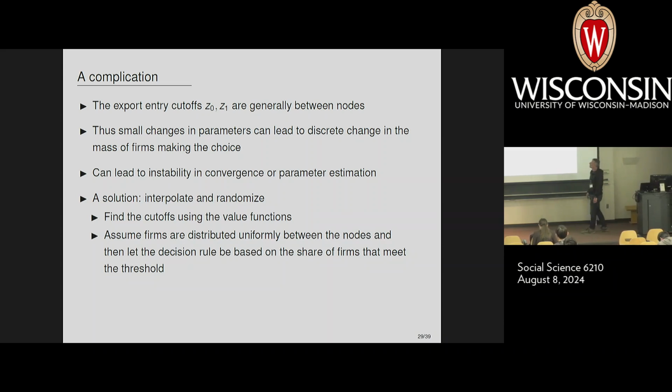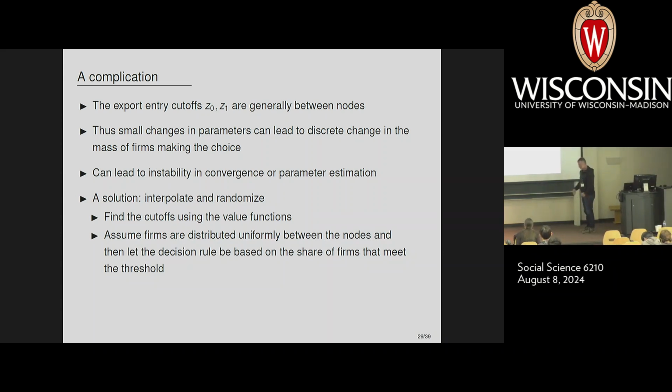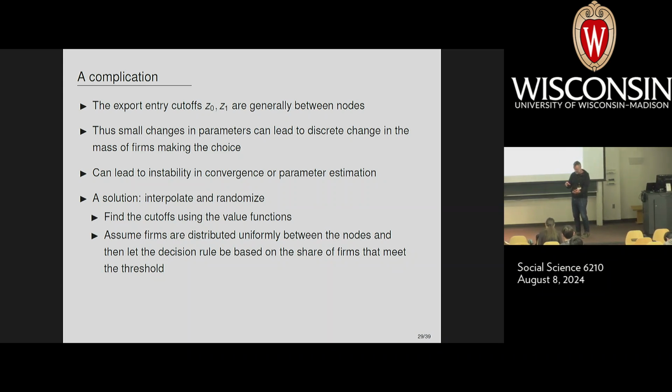So what can go wrong? Because we're solving these dynamic discrete choice problems inside of this general equilibrium loop, one of the things that can happen is, if you don't have a fine enough discretization of the state space, then what will often happen is these entry cutoffs kind of fall in between the nodes, right?